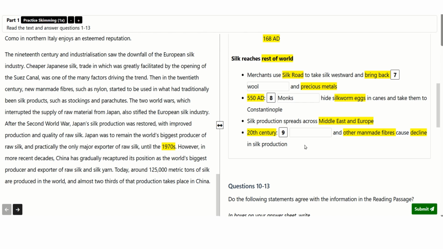Okay, so we need to find dash and other man-made fibers cause decline. We got 19th century here, downfall, industry, silk trade, which was greatly facilitated. Okay, we got 20th century here. New man-made fibers such as nylon started use but had traditionally been silk product. It interrupted the supply.